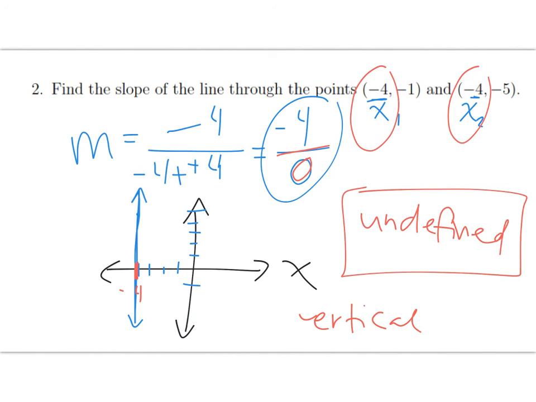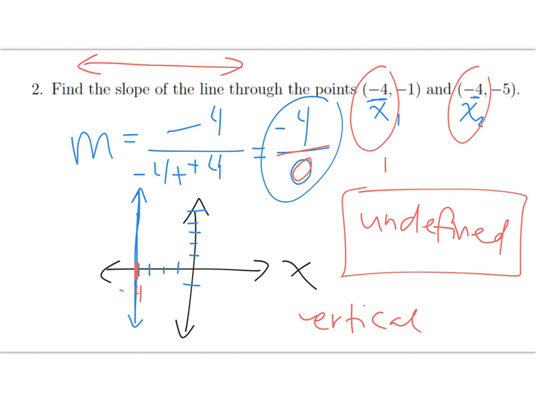Alternatively, if the x's and y's were switched here, we could have a horizontal line. Let me just throw this on here. If we had a line like this when we graphed it, we would notice that the y values are the same. And since the y values are the same, it's not changing. Since slope is a rate of change, since it's not changing, we would say that its slope is 0. Horizontal lines have a slope of 0.